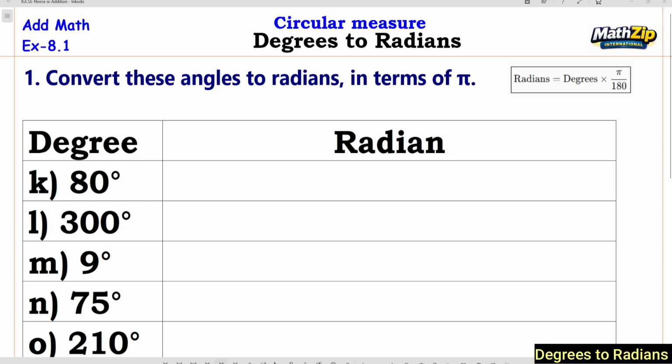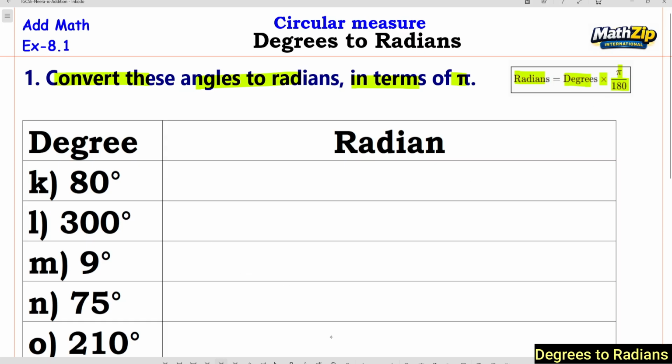Degrees to radians, very important topics. In this video we are going to convert angles to radians in terms of pi. We have to know the rule, which is radians equals degrees times pi by 180. It means we just multiply the degree by pi by 180.